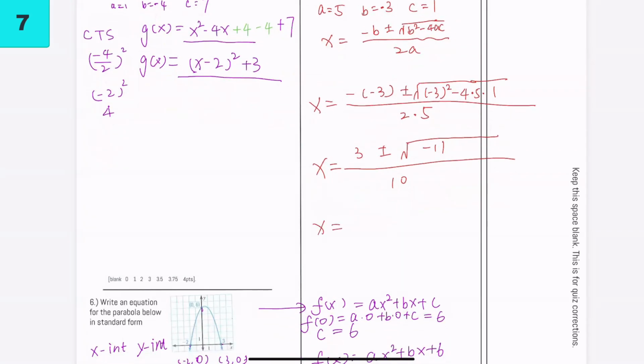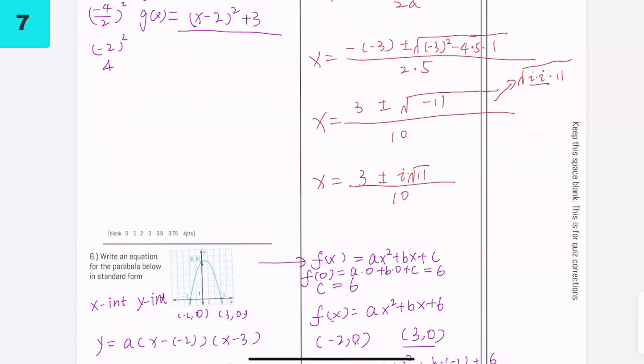So then x is equal to 3 plus or minus i times square root of 11, over 10. How did we get an i out of the square root of 11? It's because the minus 11 is actually equal to minus 1 times 11, right? So the square root of minus 1 is actually equal to i. You see that? So this is the i, so we can get the i out of the square root symbol. That's how we get this outside. And so x is 3 plus or minus i times square root of 11, over 10.